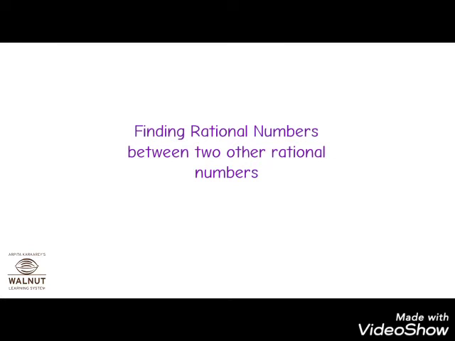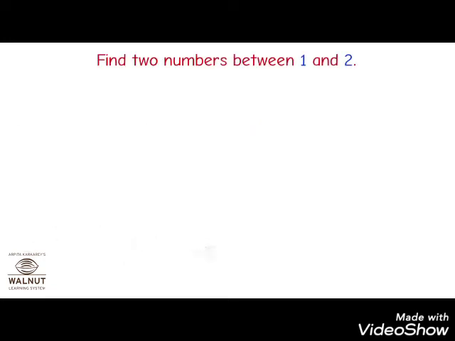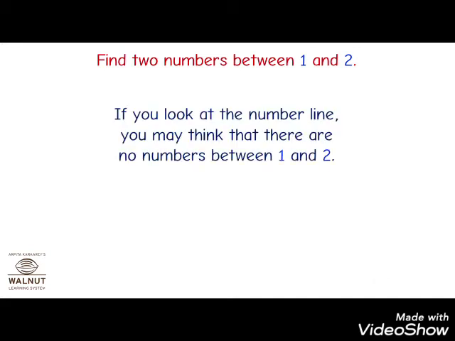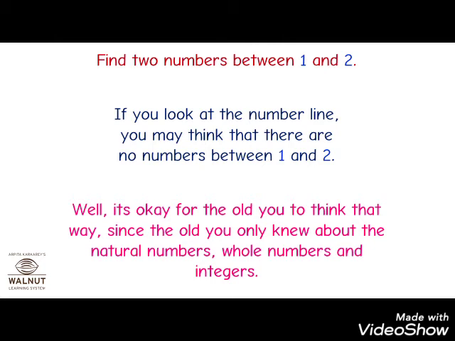Finding rational numbers between two other rational numbers. Find two numbers between 1 and 2. If you look at the number line, you may think that there are no numbers between 1 and 2. Well, it's okay for the old you to think that way, since the old you only knew about the natural numbers, whole numbers, and integers.